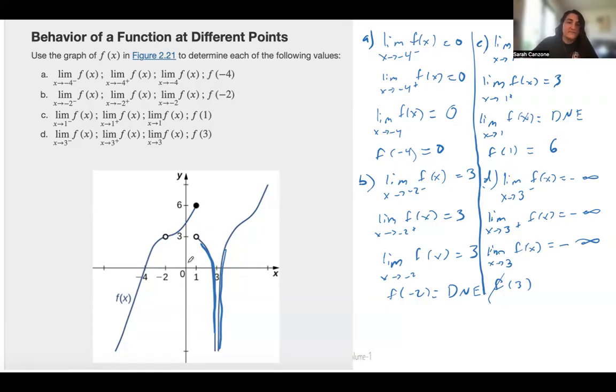Now, f of 3, that says, is there a point there? Well, we know it's never going to touch 3. This is what's called a vertical asymptote. So you can theoretically draw some dotted line here, and you are never, ever going to cross that dotted line. So this point here does not exist.